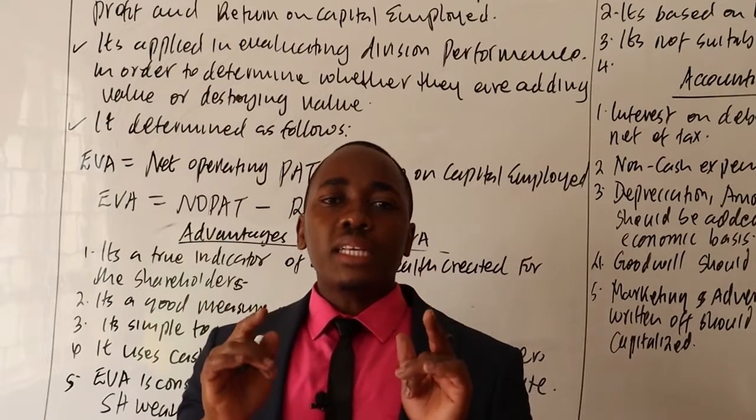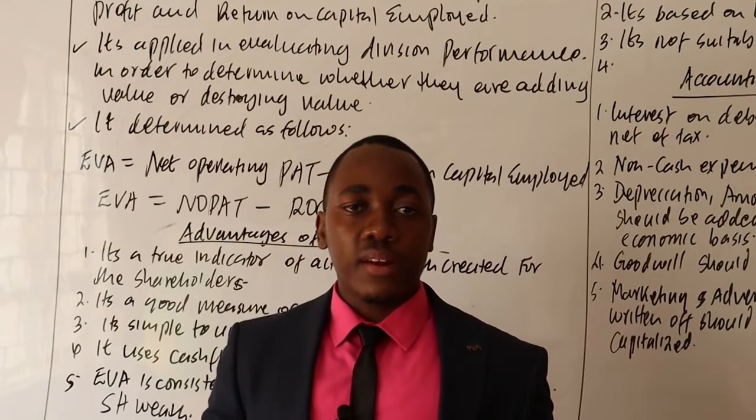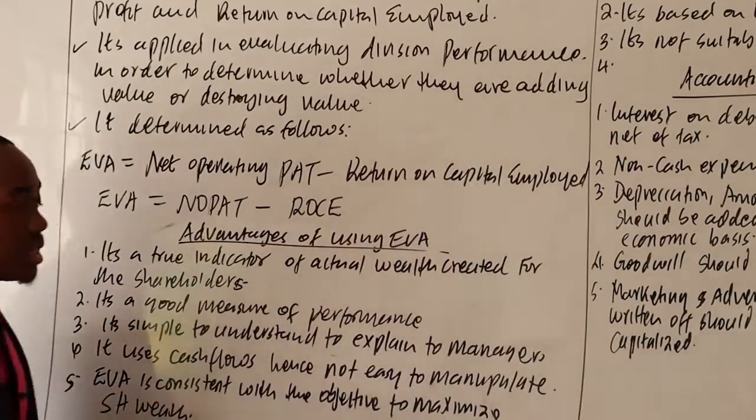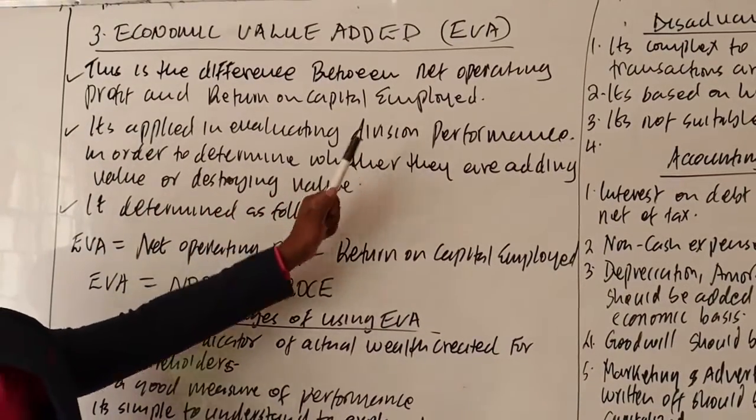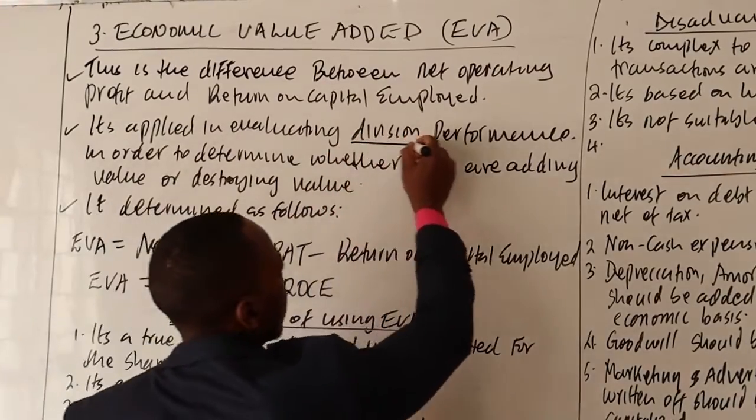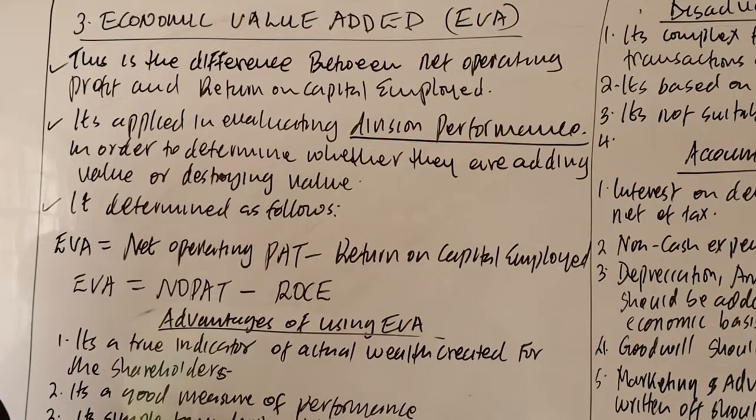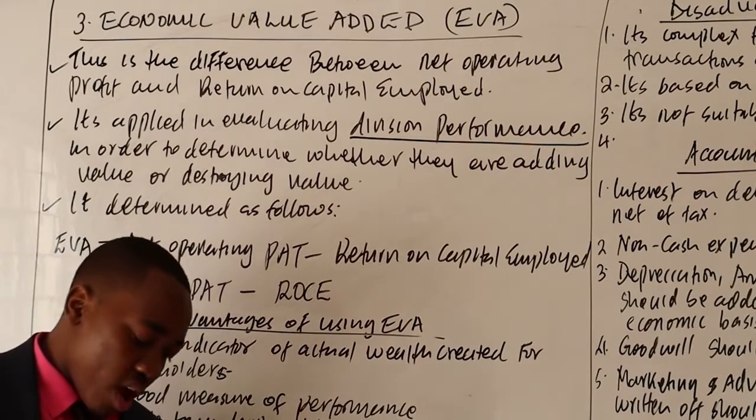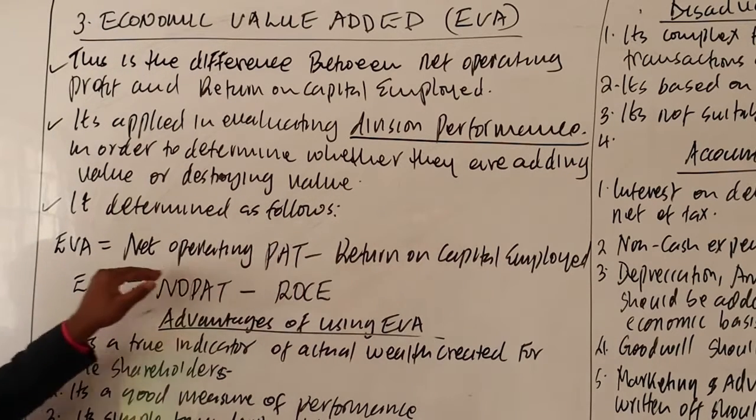When you talk about the net operating profit after tax, it means that we don't consider the interest aspect. So that's what we call a net operating profit after tax. And it's applied in evaluating division performance, in order to determine whether they are either adding value or destroying value to that entity. So the major objective is to determine whether they are either adding or destroying value. And it's computed as follows. This is how to determine the EVA.